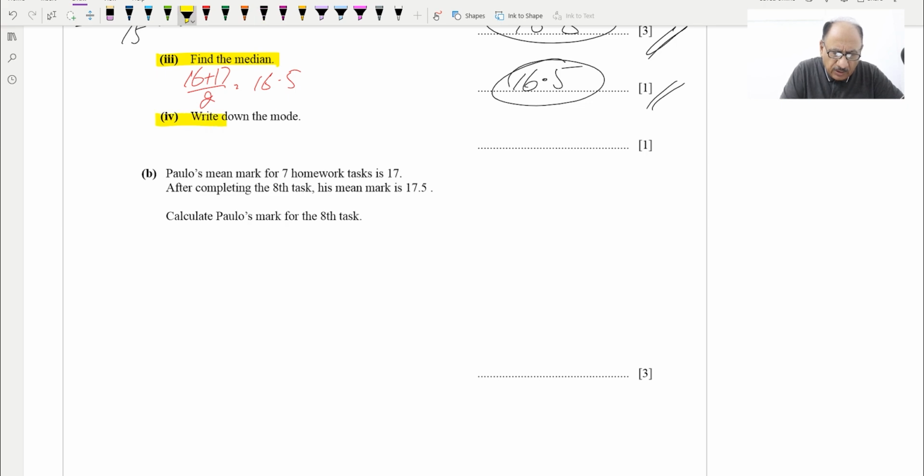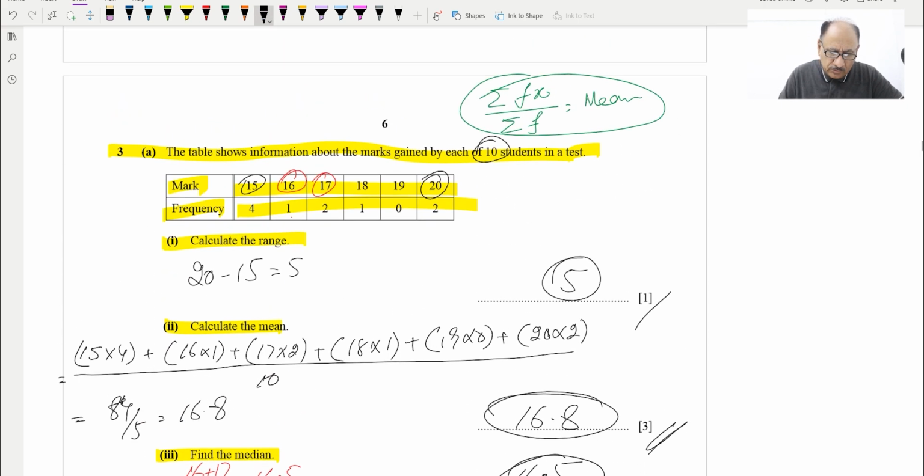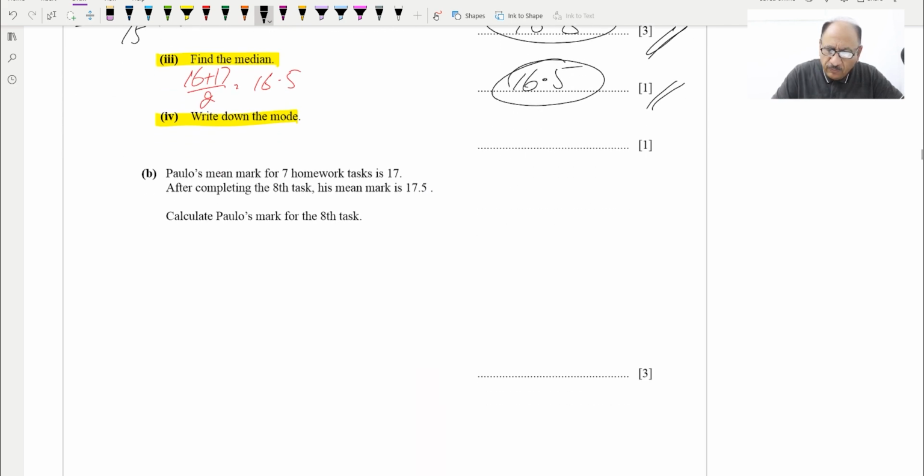And next is write down the mode. Mode is most repeating number. Most repeating number means having higher frequency, which is frequency is 4. So marks will be 15, which is repeated more number of times. So answer will be 15 for 1 mark.